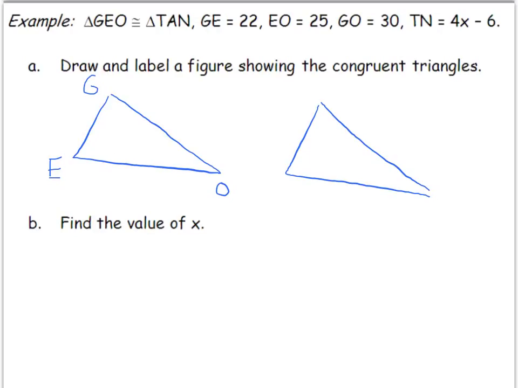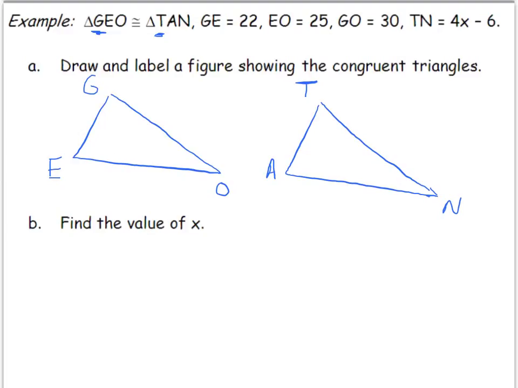Now, the issue with this triangle is you've got to realize that if I started off labeling the first triangle with a G, then I have to label the second triangle with a T in the very same spot. The E then would correspond to the A, and the O would correspond to the N. Therefore, it is very important that you label them in this order. So wherever you started to label on the first triangle, you have to do the same exact thing on the second.